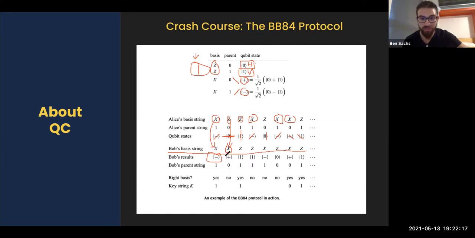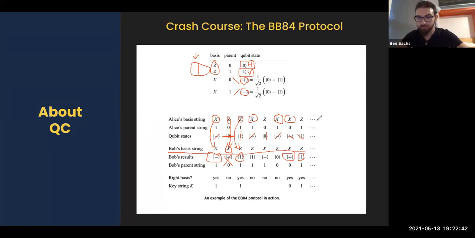It destroys all the information. So Bob doesn't know what this qubit is, right? Now, what about this one? Well, this one Bob measured in the correct basis, right? This one was vertically polarized. He put it through a vertically polarizing filter. He got his correct result, right? So every time that Bob happens to choose the same basis as Alice, he's going to get the correct result.